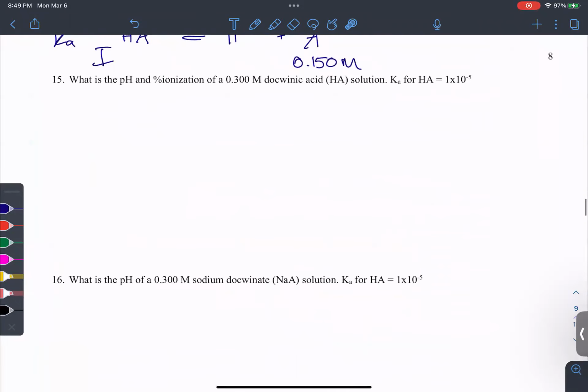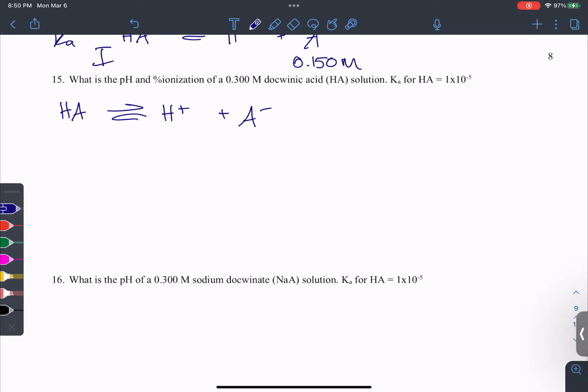So what is the pH and percent ionization of docwinic acid, HA? The Ka for this acid is 1 times 10 to the negative 5. So docwinic acid is what? An acid or a base? Acid. Yeah, you laugh, but it's going to get harder. It's an acid. So what K do you use? Ka. Yes. So let's draw Ka for this. HA gives us H plus and A minus.